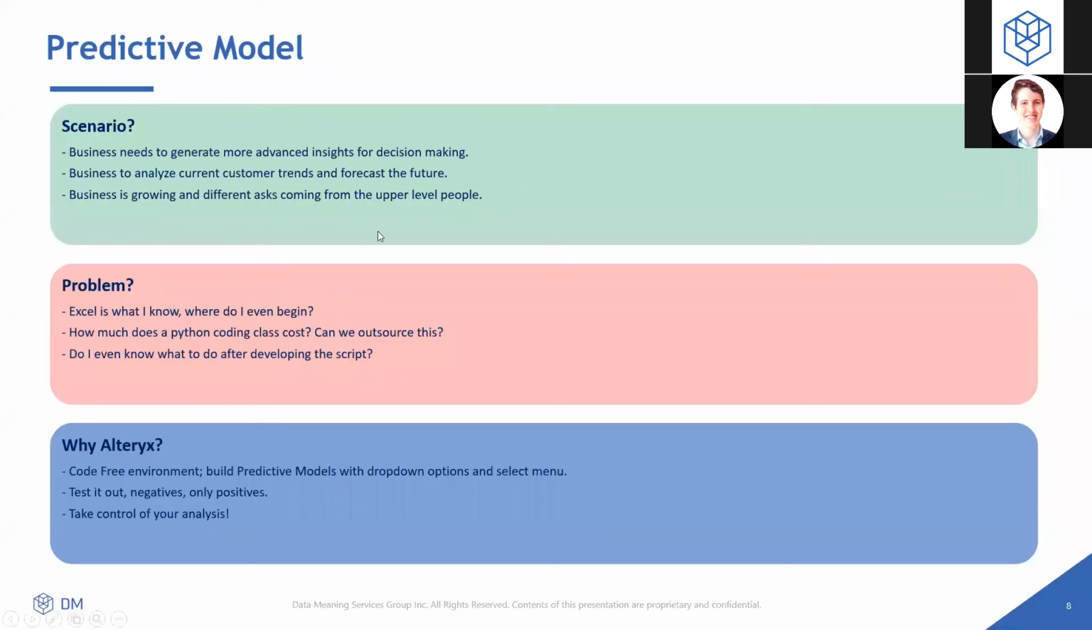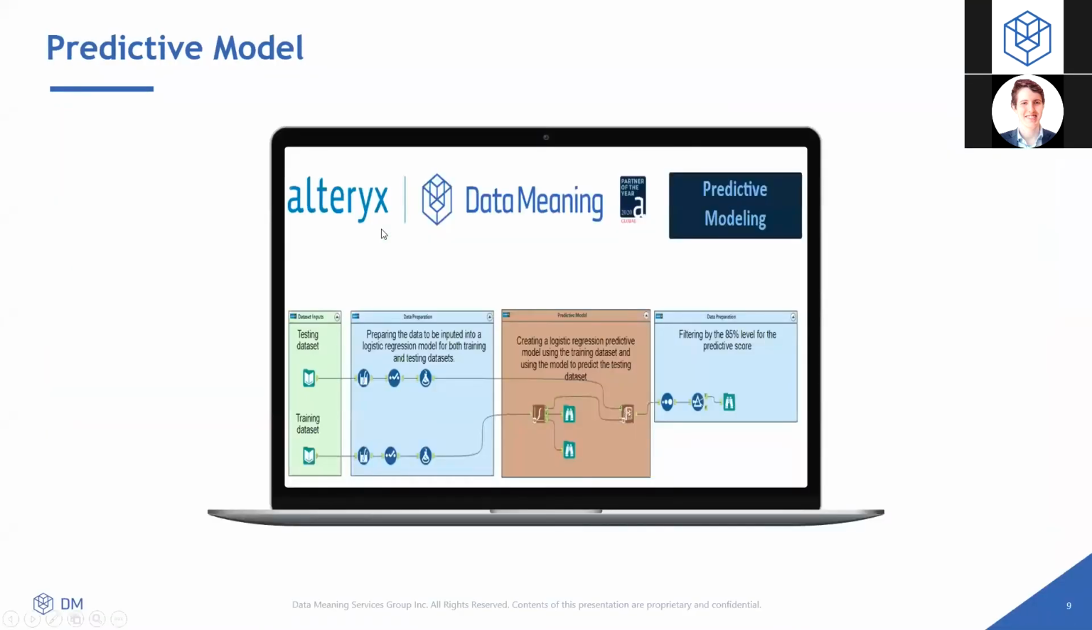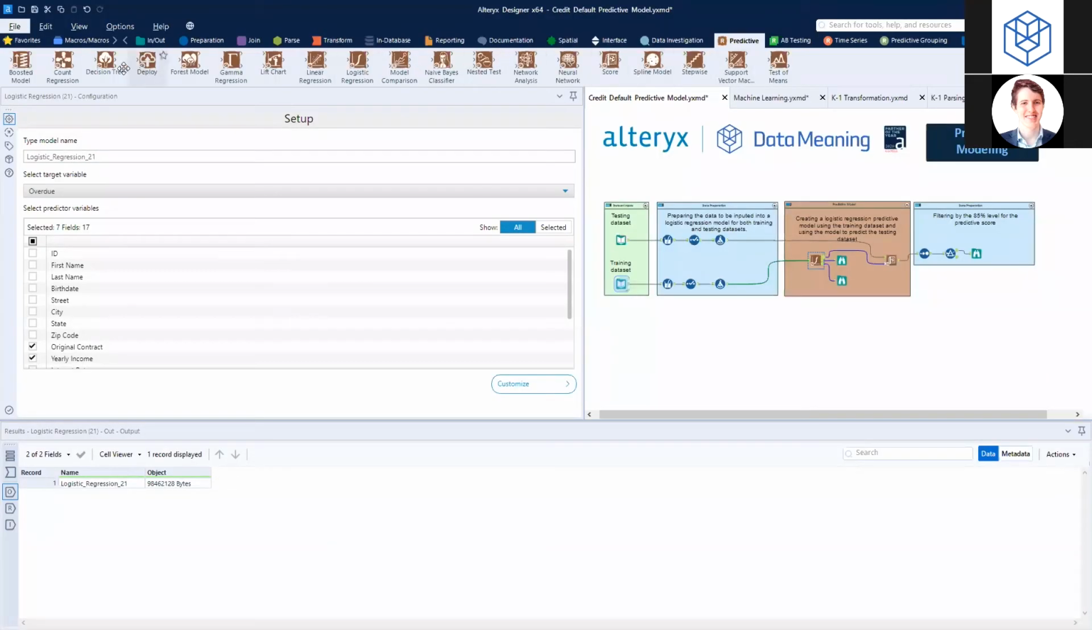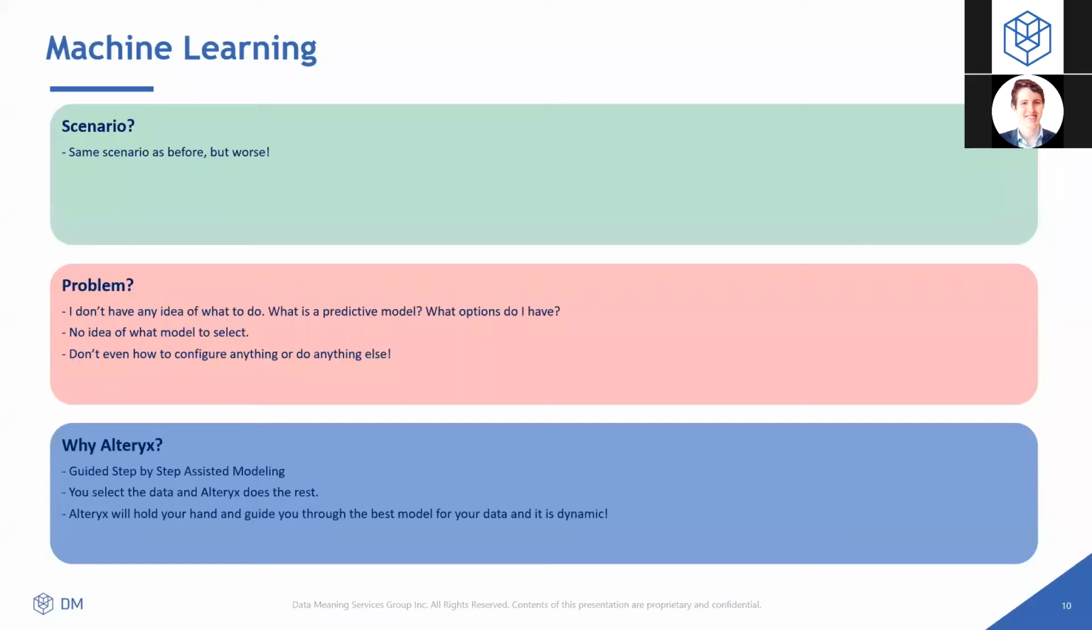Okay, but let's say that we're talking about the same scenario, but worse. I have no idea what I have to do. Literally no idea. I don't even know what a predictive model is. I don't know what options I have, because if you recall, right here I have a lot of options, right? But what options should I use for my data? Alteryx can actually be a solution for this as well.